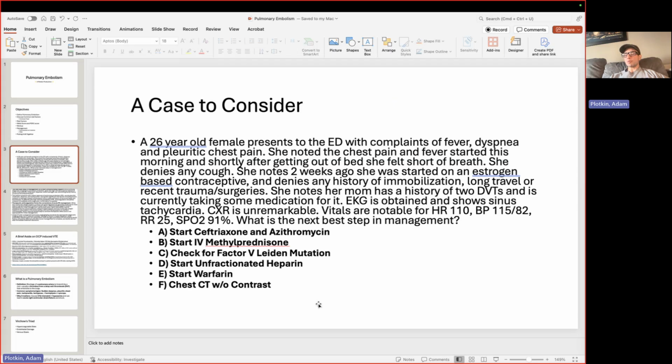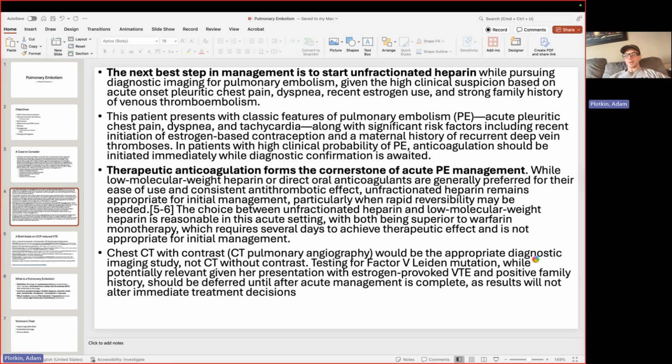And then chest CT without contrast, right? Not appropriate. If we were concerned for PE, which we are, we need to do pulmonary angiography, right? With IV contrast, looking at the actual pulmonary vessels. So chest CT without contrast, not appropriate here. So that's all outlined here. I'll keep it on this screen if you guys wanted to read a little bit more about what I wrote. But that's all in there.